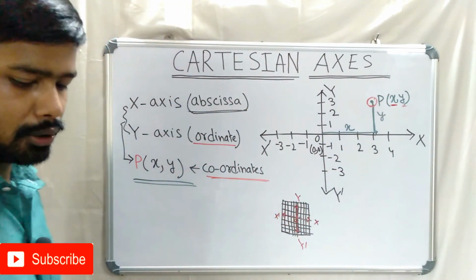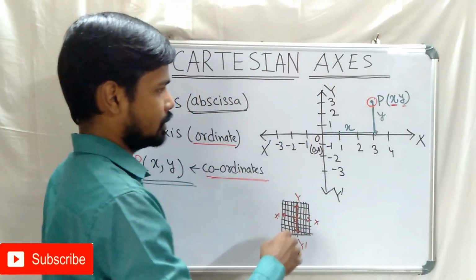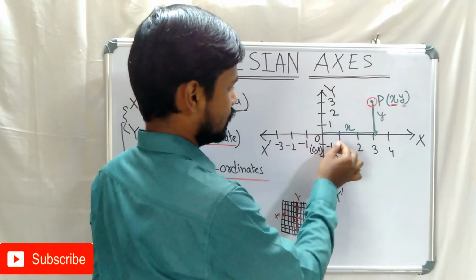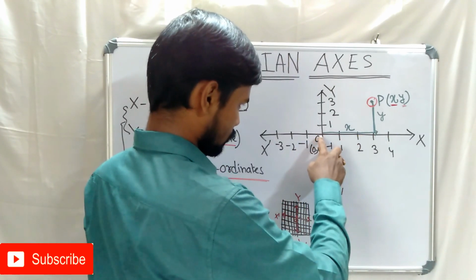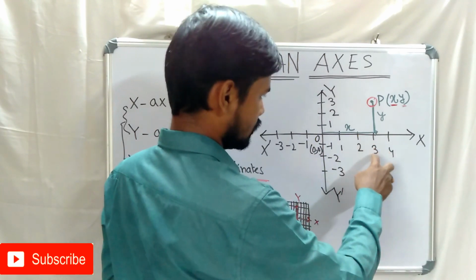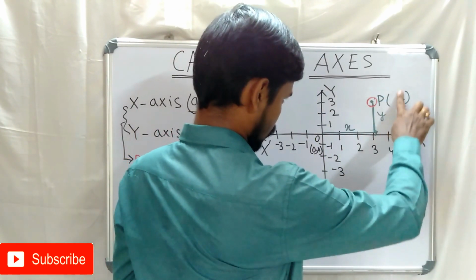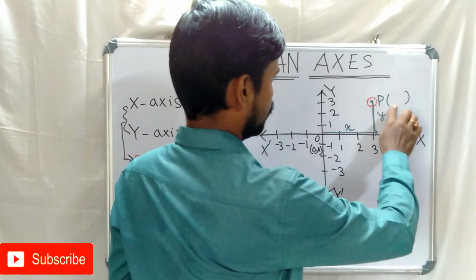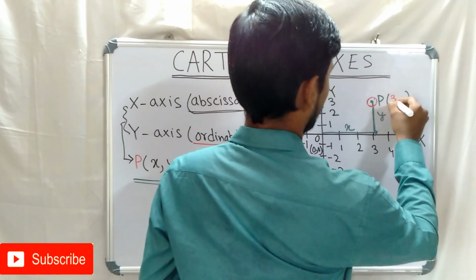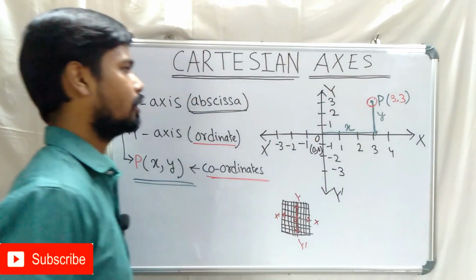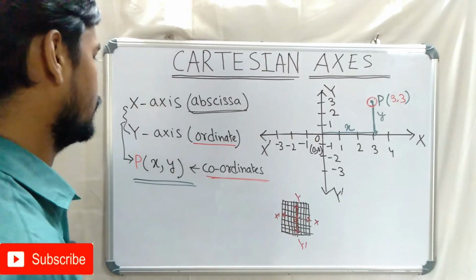Suppose we want to go along this system where the points are given as 0, 1, 2, 3, 4. Then look here, the value of x is 3 and the value of y is also 3, that is, the coordinates of point P are 3, 3. So in this way we can easily reach the required point, right?